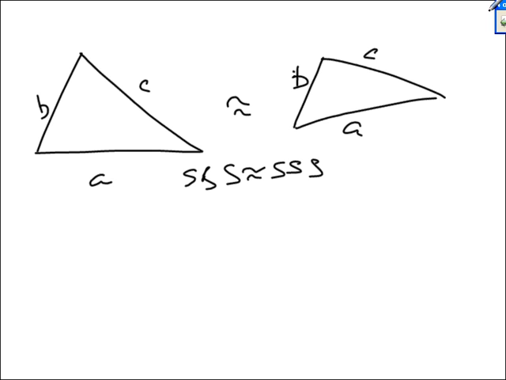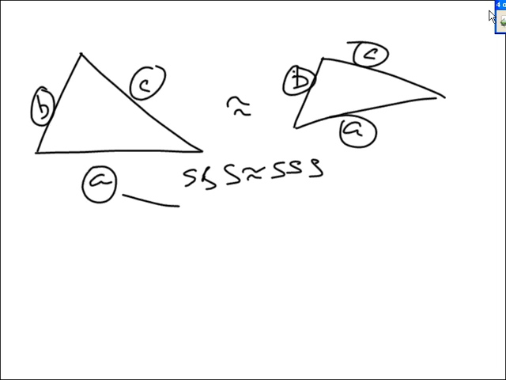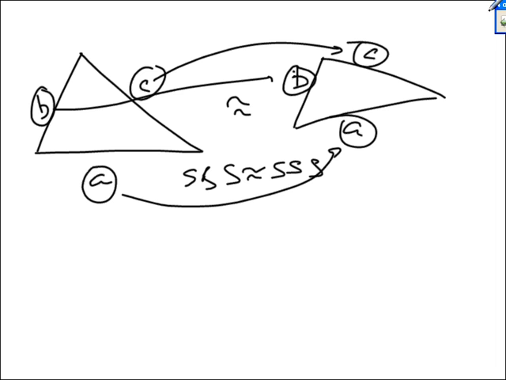You show that they both have a side of length A and another side of length B and yet a third side of length C. They have the same three lengths. Every side in one triangle is paired up with one in the other triangle. Those triangles are congruent.